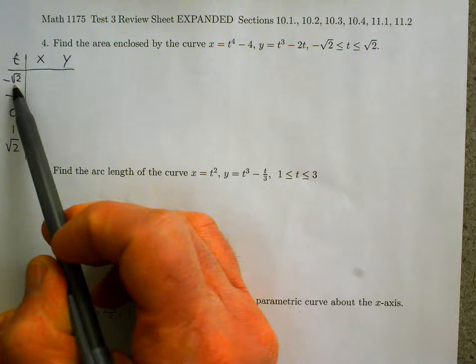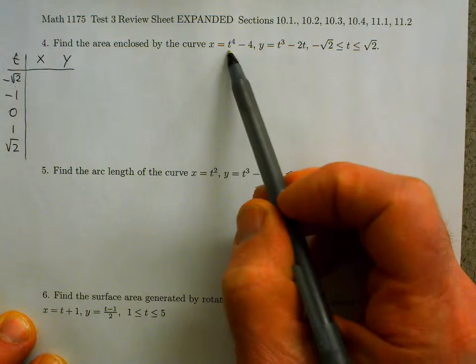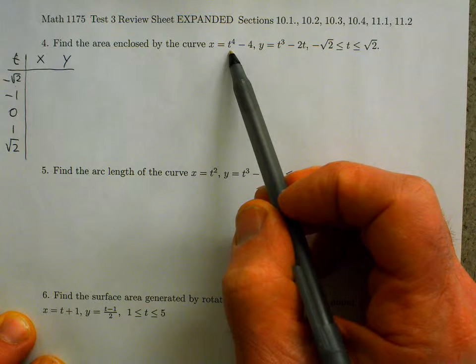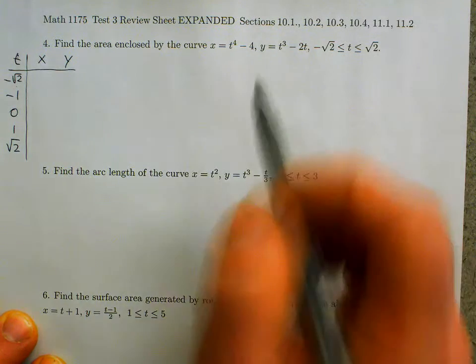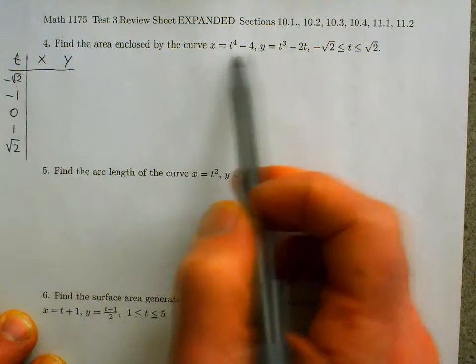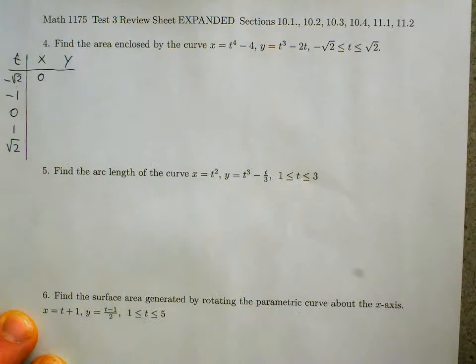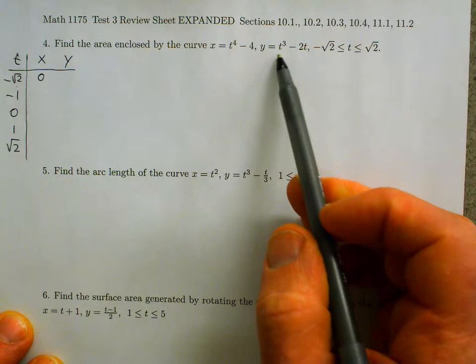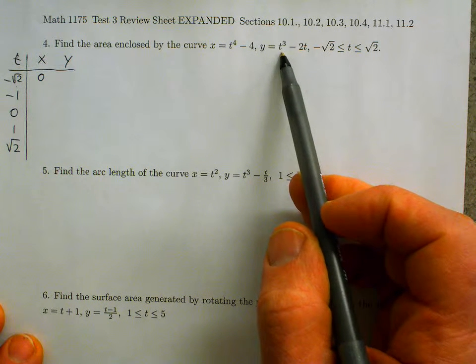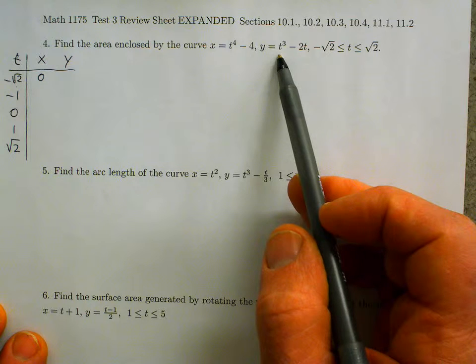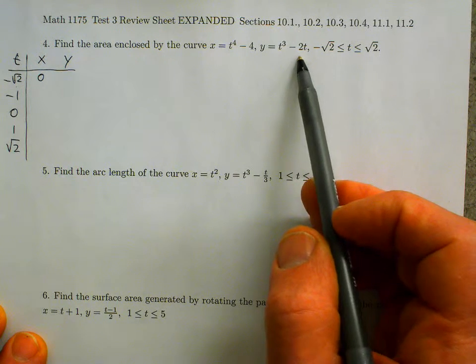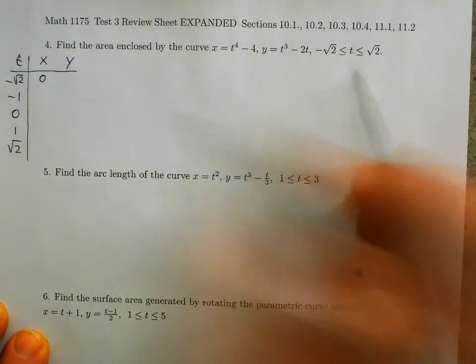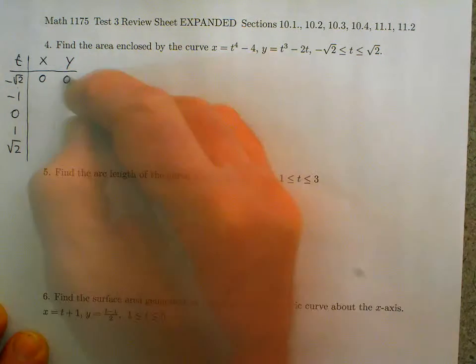Okay, when t is negative square root of 2 for x, when we raise that to the fourth power, we're going to get 4. And then 4 minus 4 is 0 for x. And then the y-coordinate, so we're going to get negative square root of 2 to the third minus 2 times negative square root of 2. We also get 0 for that.